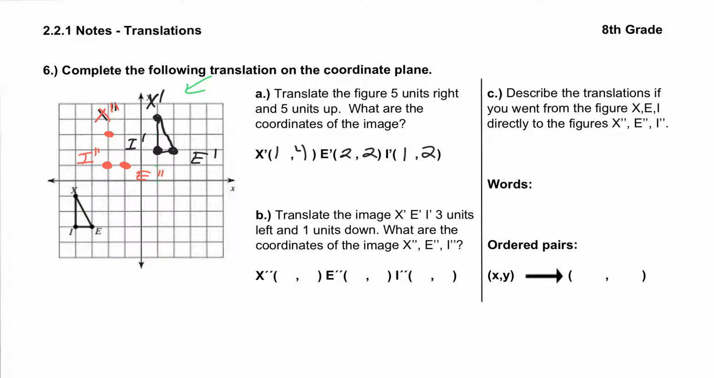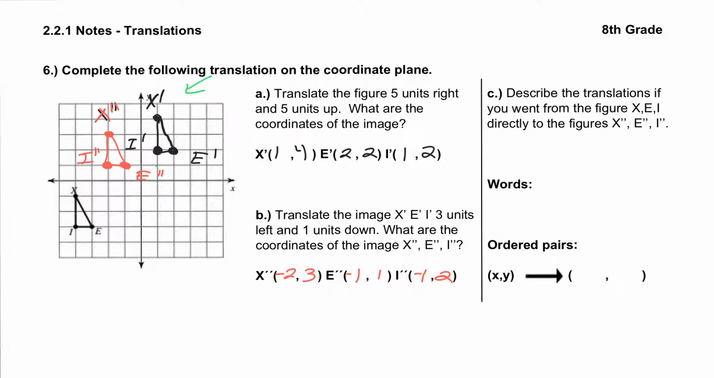So the coordinates for X double prime are -2, 3. For E double prime, that's -1, 1. And for I double prime, that's -1, 2. And there's another translated image of our original figure XEI.